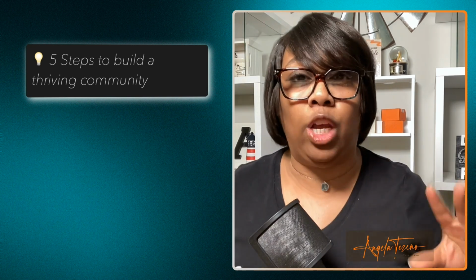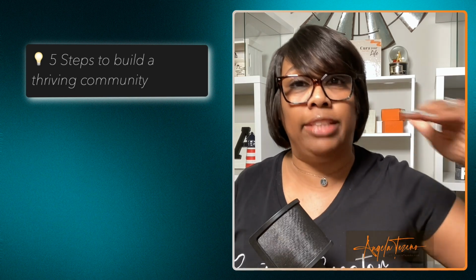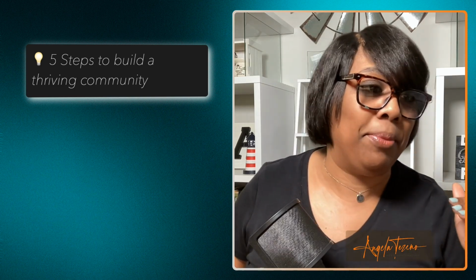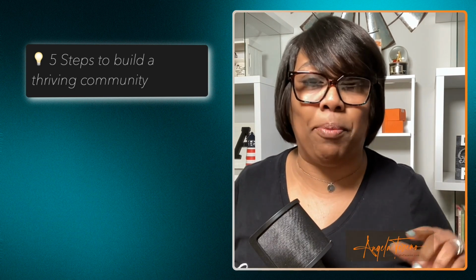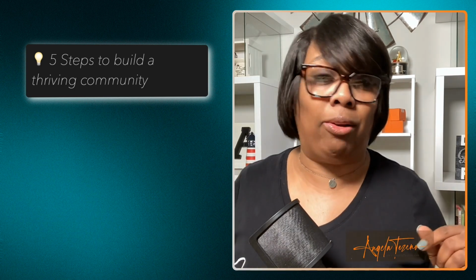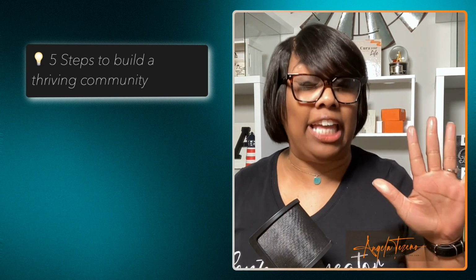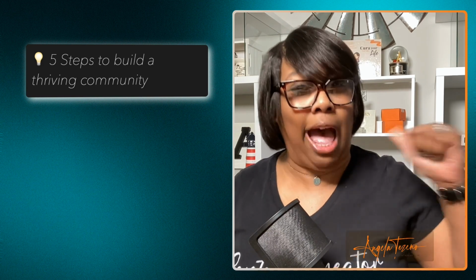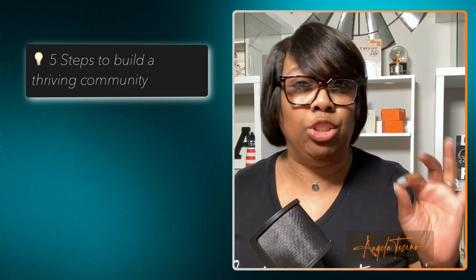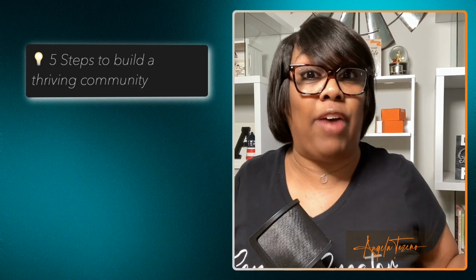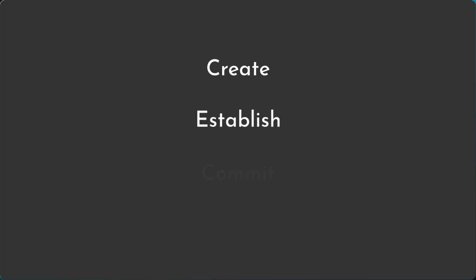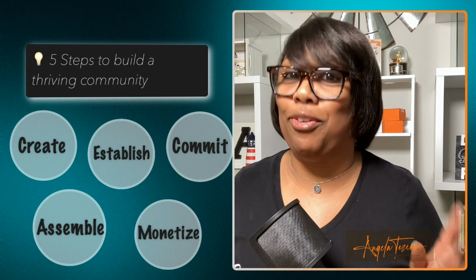So today I'm going to deep dive into the 5 steps that you need to take. And I want to just quickly go over what each step consists of. And then I promise you in just a bit, I'll deep dive into each and every step. So if you have a pen and a paper or your favorite notes app, we're about to go all in. The steps to build your thriving community all boil down to 5 specific steps. And remember, I'll deep dive into each one of those in just a bit. But let's go over what those 5 are. Create, establish, commit, assemble, and my favorite, monetize.